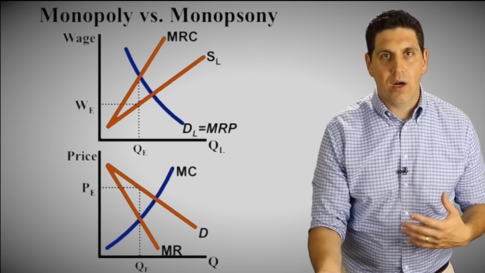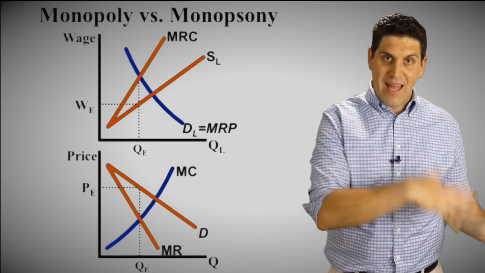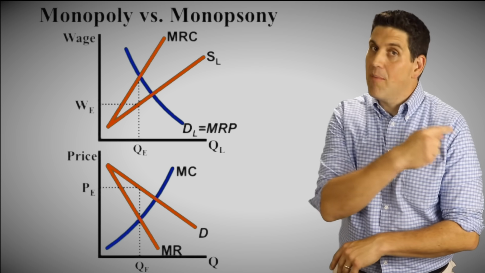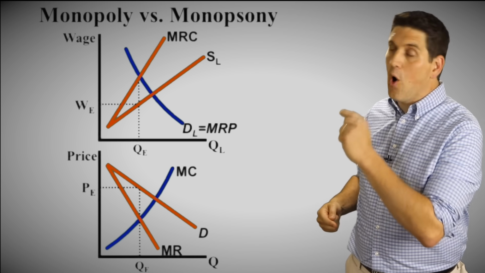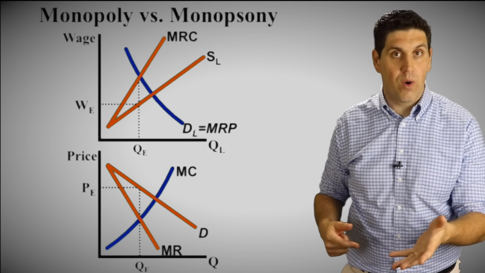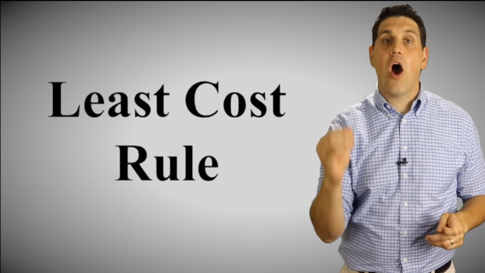When they hire another worker, they're going to pay that worker the wage, and the workers that were being paid less now get the higher wage, so the MRC is actually higher. They're going to hire where MRP hits MRC always, except they're going to pay a wage down to the supply curve, what people are actually willing to work for. That's the monopsony graph.